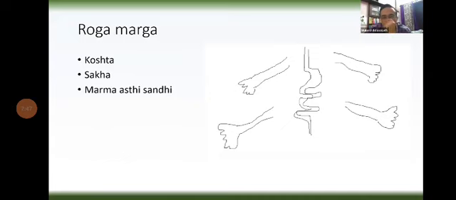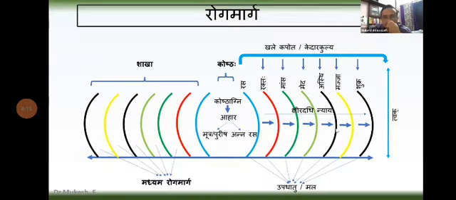Okay, this is the picture. So this picture is a flawed picture because this came into our mind when we studied modern anatomy. That is the problem. Because if you take the hand, all the srotas are present in the hand. That means all the rasavaha srotas, raktavaha srotas, all are present in the hand. So this is the picture that should come to your mind.